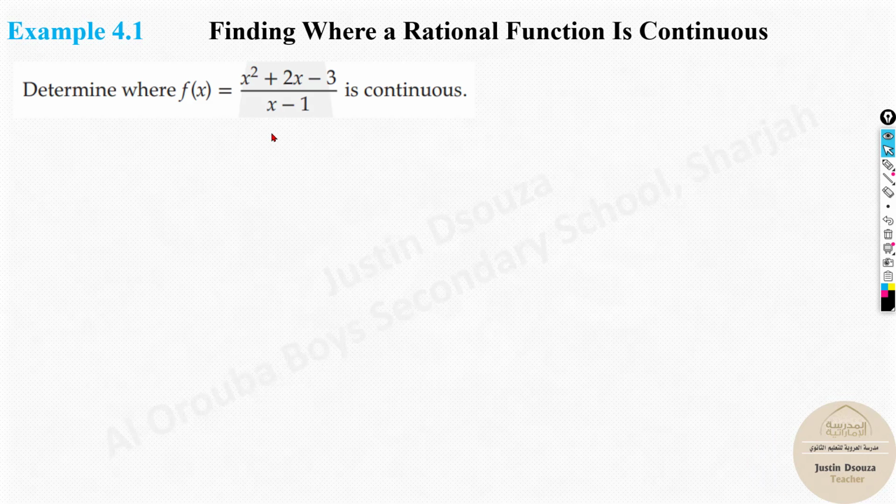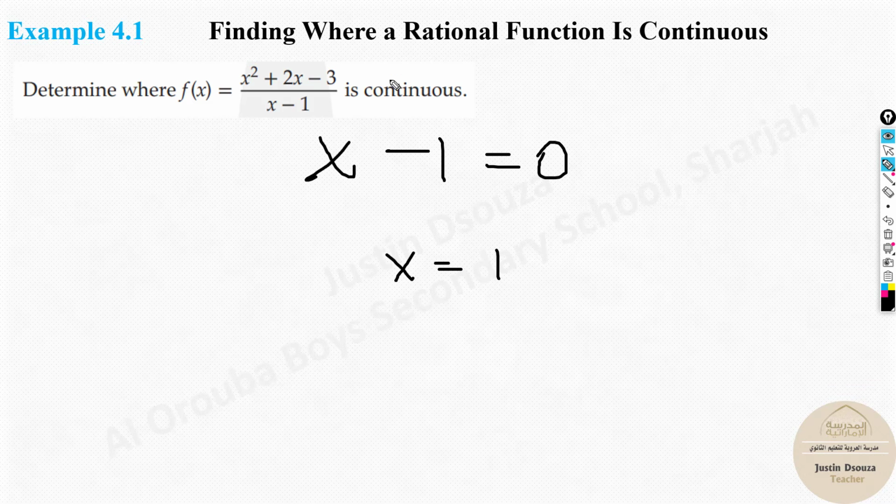Let's look into this problem. You'll understand much better. Now, determine where it is continuous. Look over here. We have a denominator, so it is not continuous all the time. So where is it continuous? If you equate the entire term, x minus 1, to 0, what is the x value? x is equal to 1. So it is continuous everywhere other than this point. So it is continuous everywhere, but not at x equal to 1. That is the answer.